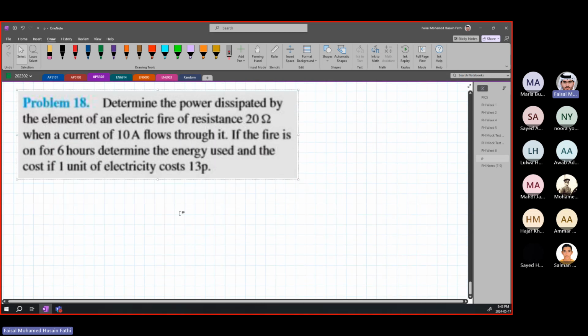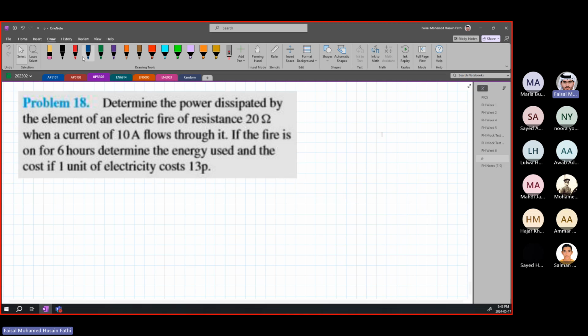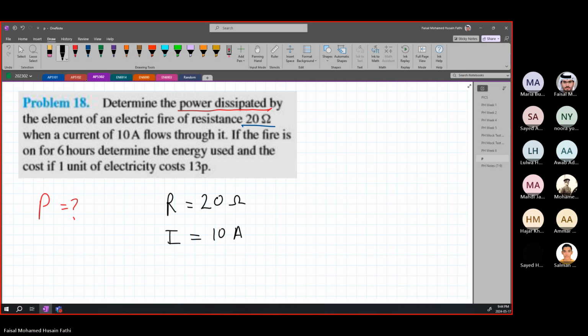All right. Determine the power dissipated by the element of an electric fire of resistance 20 ohms when a current of 10 amperes flows through it. So first things first, what are they asking for? Power dissipated, so we need to find P. We know that our resistance R is equal to 20 ohms, and our current is 10 amperes.